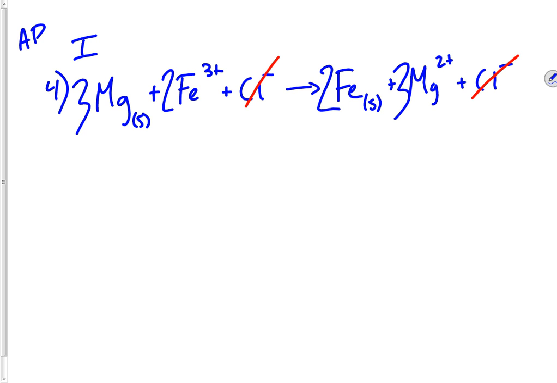What is being reduced? What is being reduced? Reduction involves gain. OIL RIG. You're gaining electrons. Fe went from 3 plus to what charge? To 0. So the answer is Fe because it went from 3 plus to 0. If I had to answer this, it gained what? How many? It gained 3 electrons.